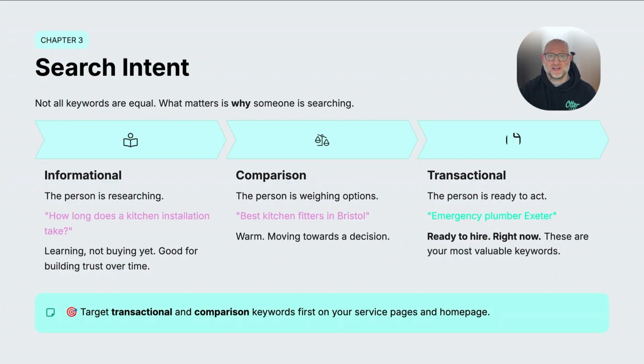Compare that to ranking for emergency plumber Exeter. That person has a problem. They need it fixing and they're picking up the phone. Build your keyword strategy around transactional and comparison intent first. Informational content is valuable over time, but your homepage and service pages should be targeting people who are ready to buy.